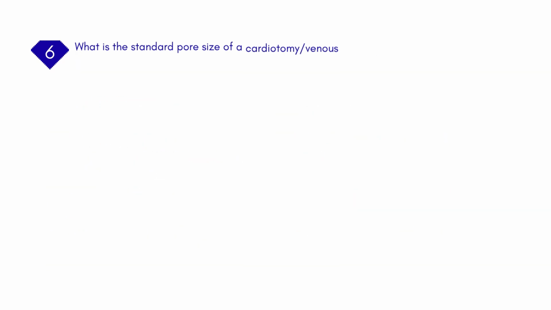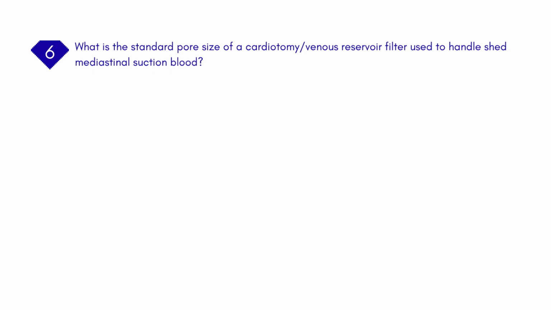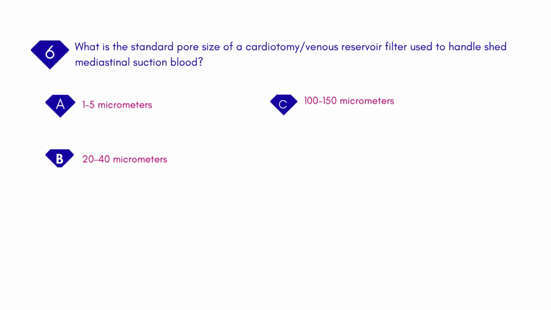What is the standard pore size of a cardiotomy/venous reservoir filter used to handle shed mediastinal suction blood? A. 1 to 5 micrometers. B. 20 to 40 micrometers. C. 100 to 150 micrometers. D. 500 micrometers. Answer: B.